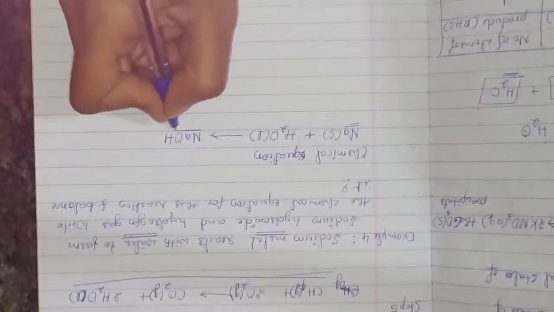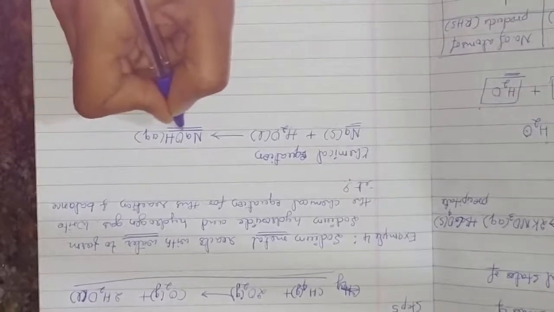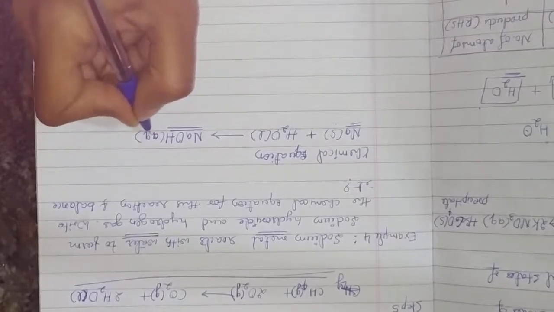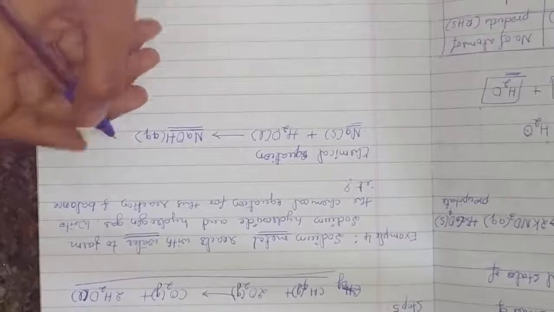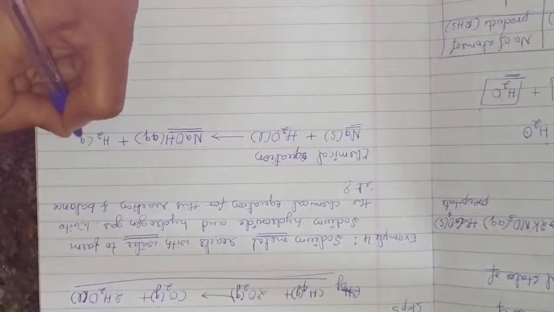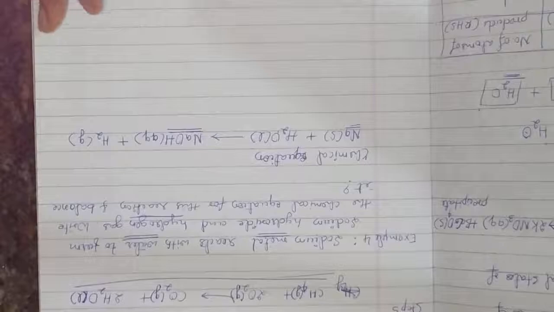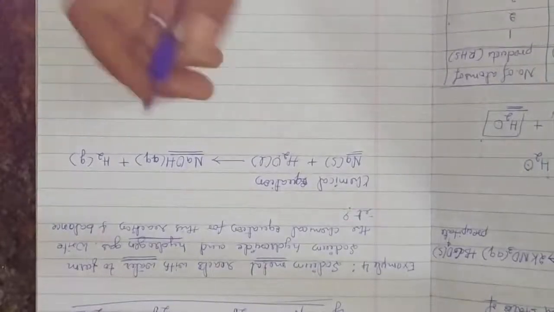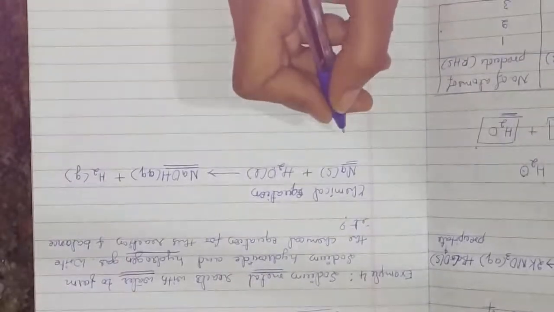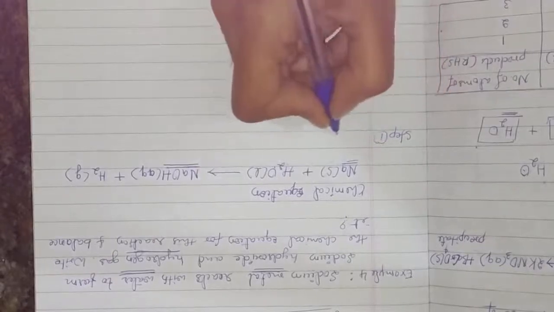This is the chemical formula of sodium hydroxide. It is aqueous, it is a solution. Sodium hydroxide solution is formed. Therefore, we will use the aqueous symbol AQ. Plus hydrogen gas is also formed. Already here mentioned that hydrogen gas. So we will write G. This is the chemical equation for this chemical reaction. Now we will try to balance this chemical equation. Step 1.